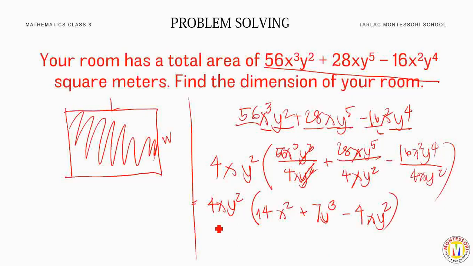So these will be your dimensions. That means the dimension of the room is 4xy squared meters by what? 14x squared plus 7y raised to 3 minus 4xy squared meters. So this will be your final answer.